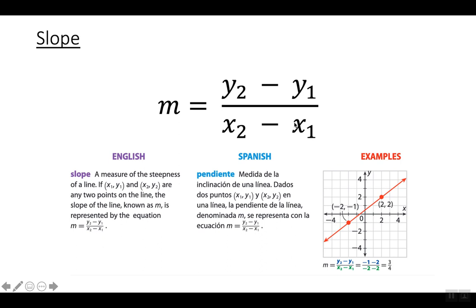I'll demonstrate how you use it in one moment, but that's the formula that I'm going to use for pretty much every problem. Some of them I'll show you how you could do mentally, but a lot of problems you're going to have to use this. In English, the slope is the measure of the steepness of a line. If x1, y1 and x2, y2 are any 2 points on the line, the slope of the line, known as m, is represented by this equation. We're going to substitute coordinates into that equation in one moment.